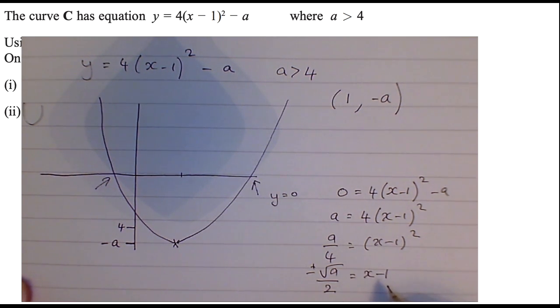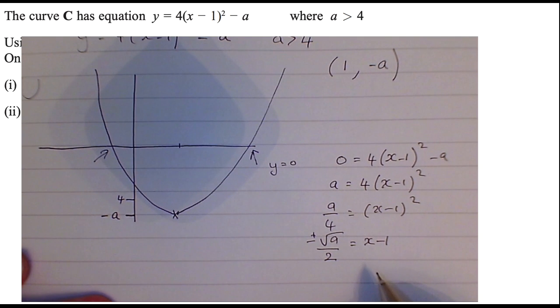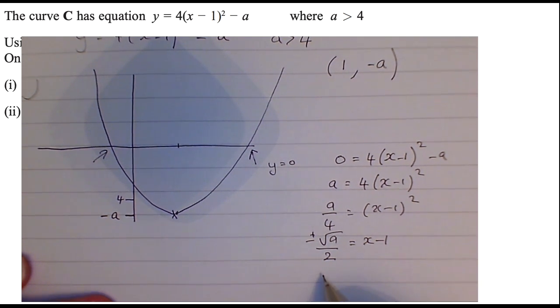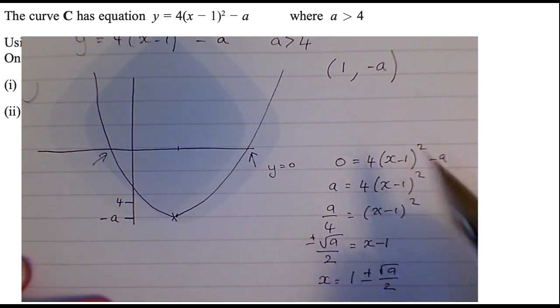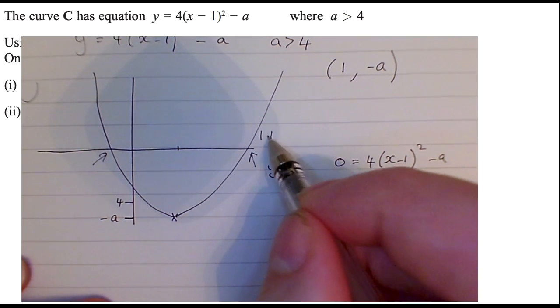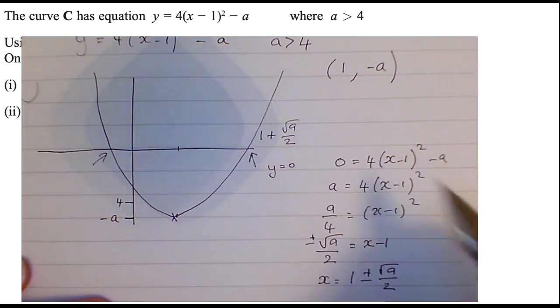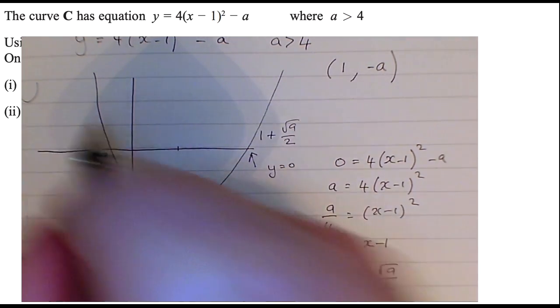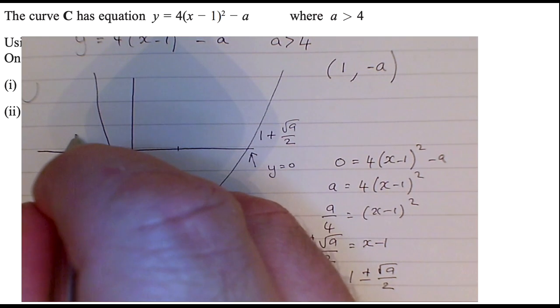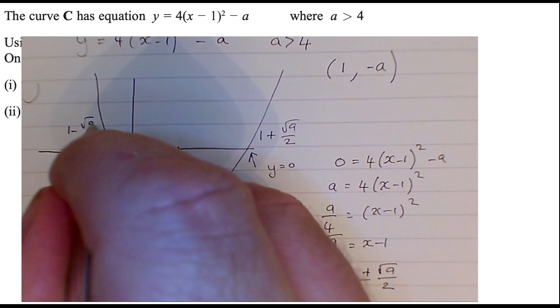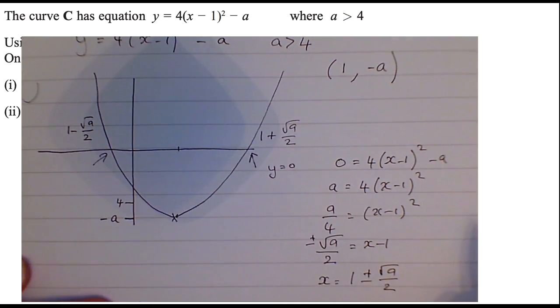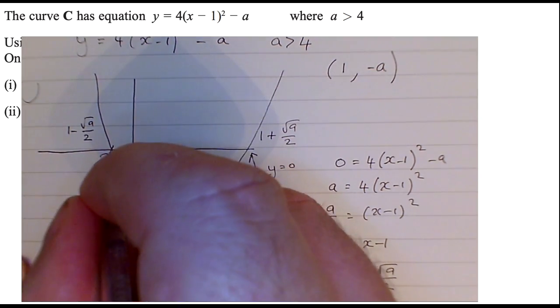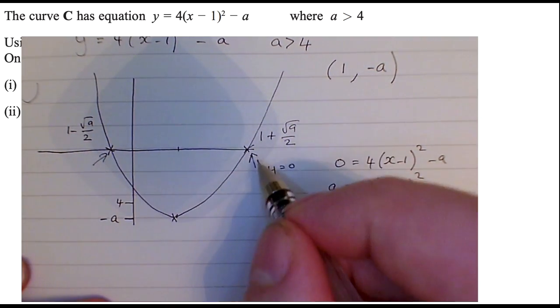And of course, you mustn't forget when you square root something, you get plus or minus. Then if I add 1 to both sides, I'm going to get x equals 1 plus or minus the square root of a over 2. So presumably the larger one is the positive one, it's going to be 1 plus the square root of a divided by 2. And the smaller one will be 1 take away the square root of a over 2. So that's those 2 points taken care of. I'll make them into coordinates in a second.